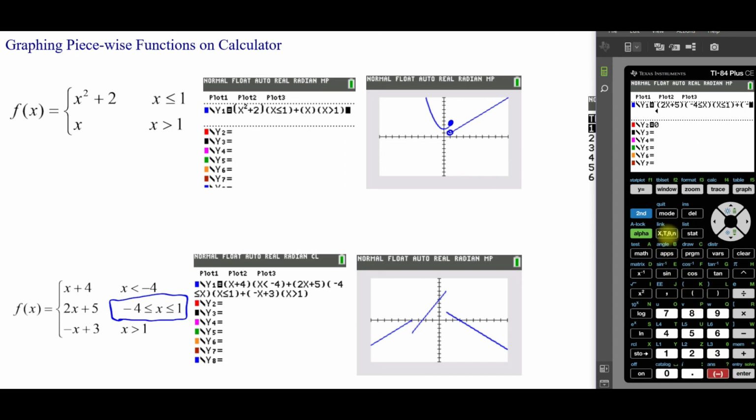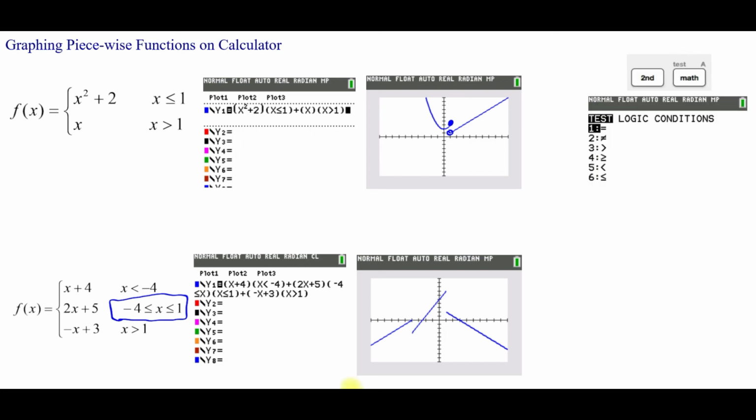So in parentheses, we're going to do negative x plus 3, and then in a new parenthesis, we're going to do x is greater than 1. Then you can see your graph. Again, we want to think about the open and closed circles here. So this middle line here is the one that has the closed circles on it. So we would have a closed circle on both ends of this line here, and then open circles on the other two.